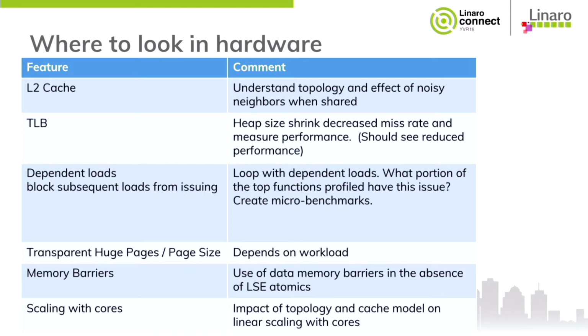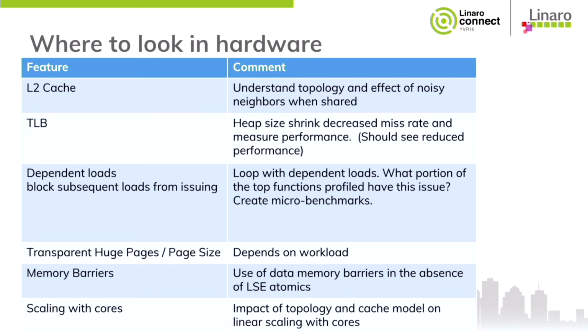Then also dependent loads. Loop with dependent loads. What portion of the top functions profiled have this issue? Create some microbenchmarks on that in terms of your dependencies. Because keep in mind with x86, like with a lot of ARM systems, they might say you're restrained on loads by your 2 oldest loads, and until those 2 oldest loads are taken care of, you have some constraints. With some ARM architectures, newer ARM architectures might allow greater than 2 loads. Look at transparent huge pages and page sizes.